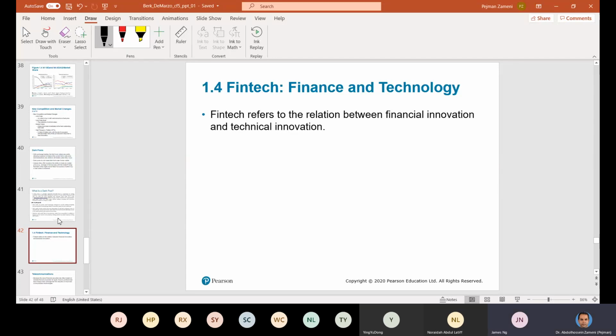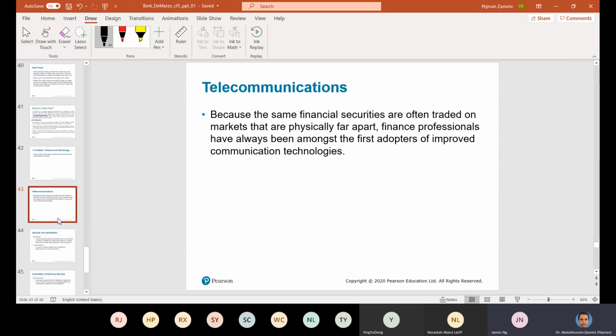Okay, fintech, the new trend, finance and technology. Fintech refers to the relation between financial innovation and technological or technical innovation. Okay, let's see. Telecommunications. Because the same financial securities are often traded on markets that are physically far apart, finance professionals have always been amongst the first adopters of improved communication technologies.